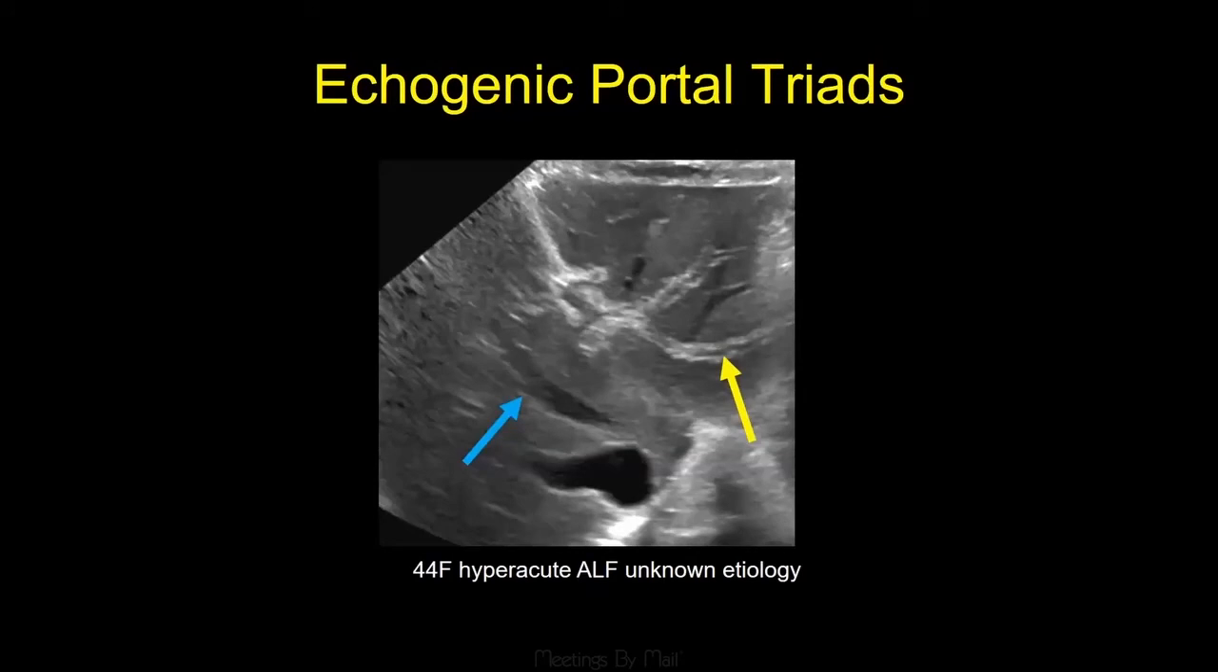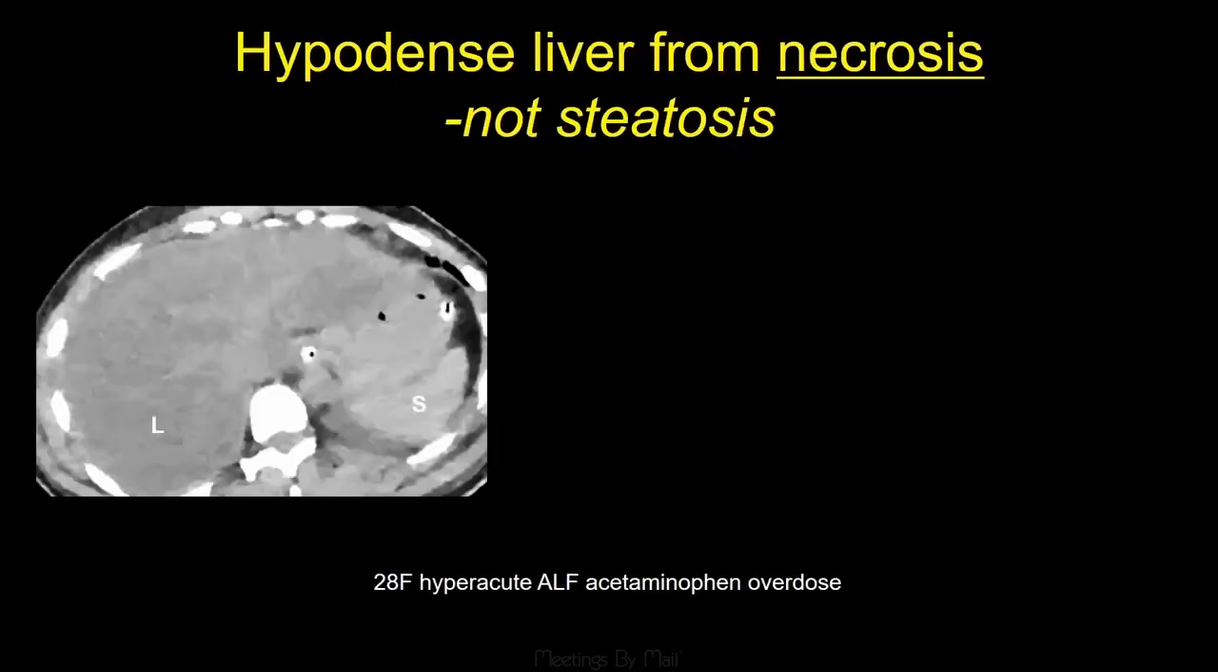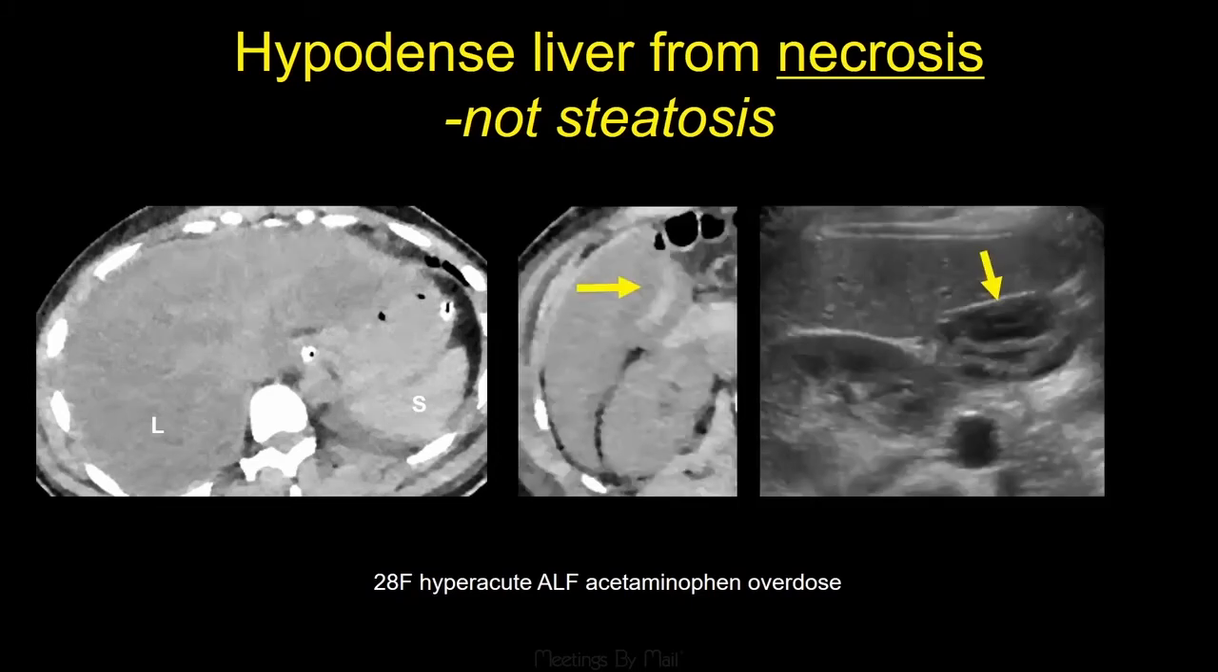This is a different patient where the yellow arrows point to echogenic portal triads, which contrast with the hepatic vein, pointed to by the blue arrow. You can see the difference, and the echogenic portal triads are a result of periportal tracking and edema. Now, this is a CT scan on a patient who presented with hyperacute ALF from acetaminophen overdose. You can see on this non-contrast CT how hypodense the liver is in comparison to the spleen. This is a hypodense liver from diffuse liver necrosis, not from steatosis. This is the same patient, more inferiorly. You can see the contracted thick wall gallbladder, both on CT and on ultrasound.